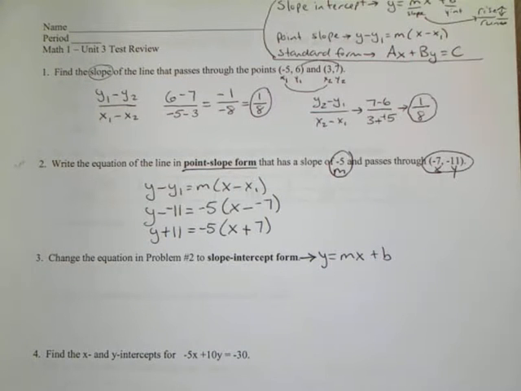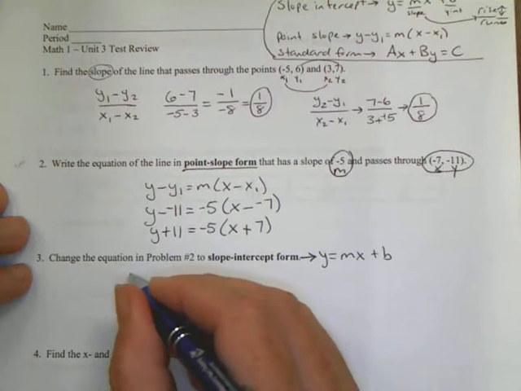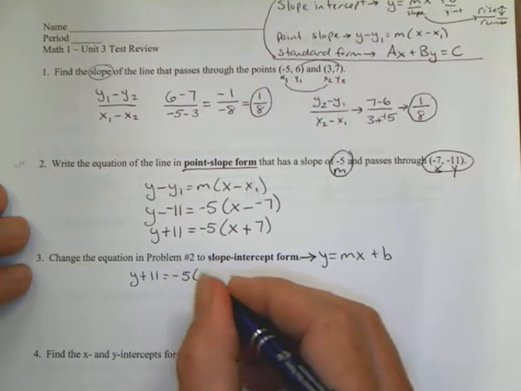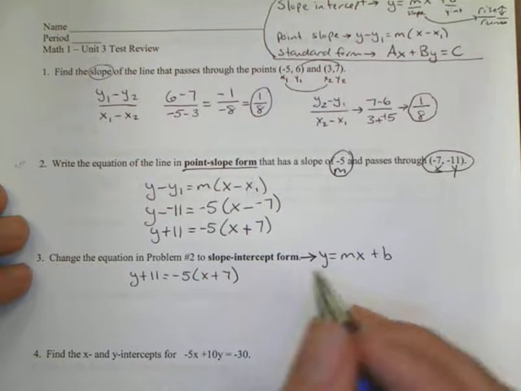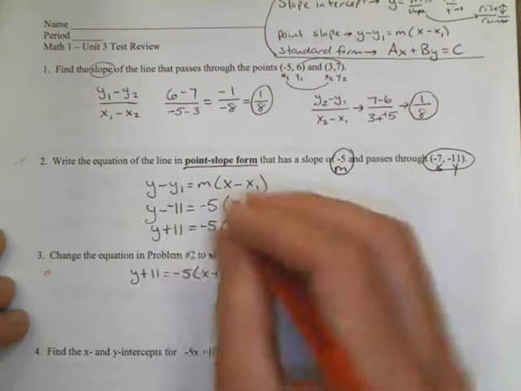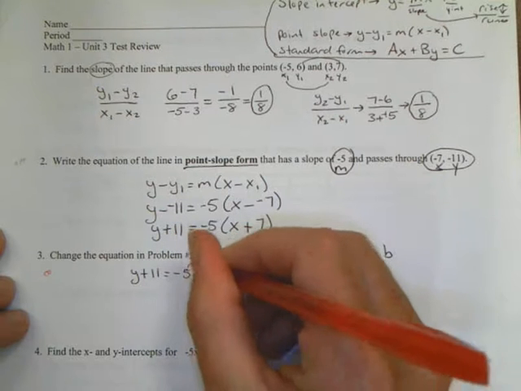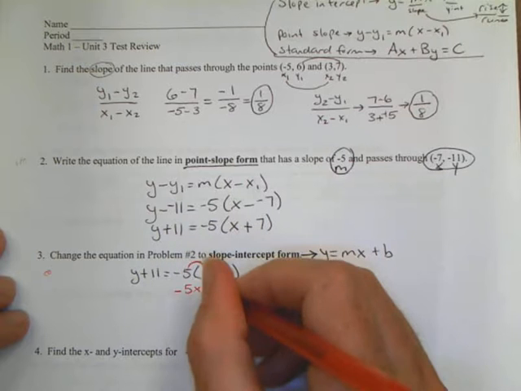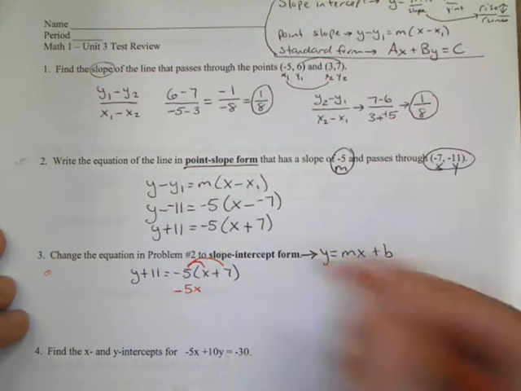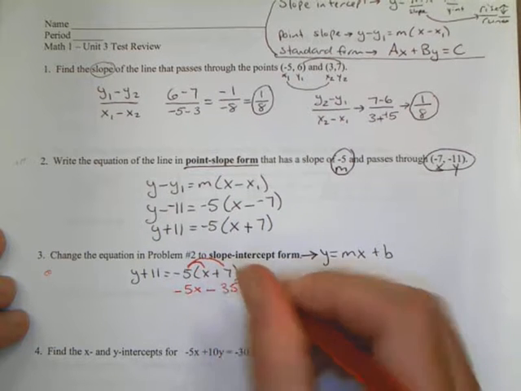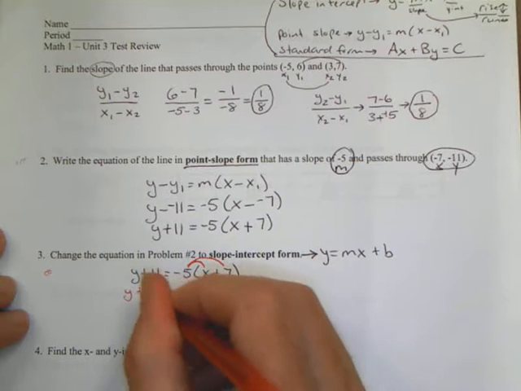So to do that, what I'll do is basically this. I'm going to use the distributive property. I'll write that down again: y plus 11 equals negative 5 times x plus 7. And then using the distributive property, let's go ahead and multiply this out. I have negative 5 times x for a negative 5x, plus negative 5 times 7, which is a minus 35, and this is still equal to y plus 11.